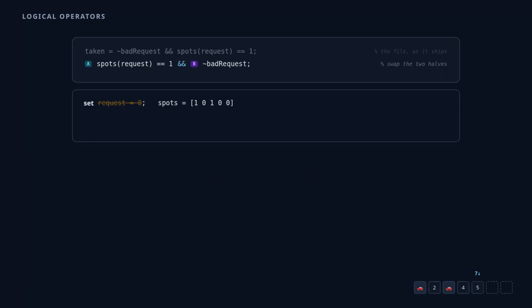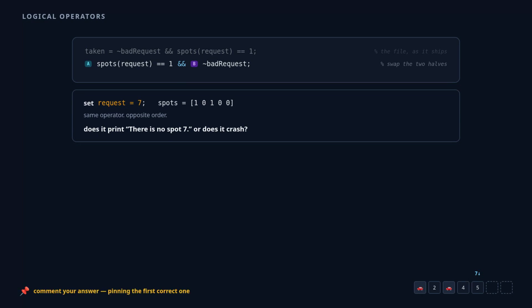Here's your challenge. In the working file, set request to 7 and swap the two halves of the taken line. So it reads spots(request) == 1 && ~badRequest. Same operator, opposite order. Does it still print there is no spot 7, or does it crash? Comment your answer. I'll pin the first correct one.